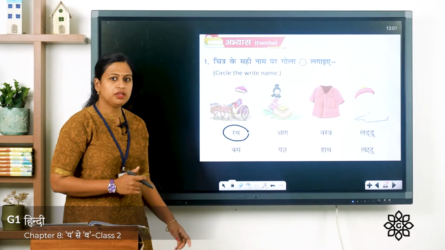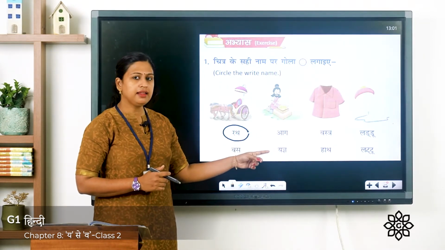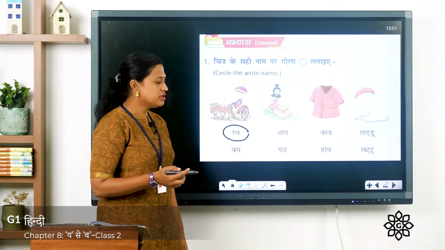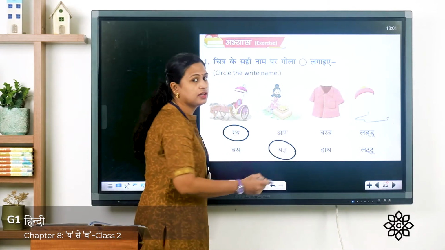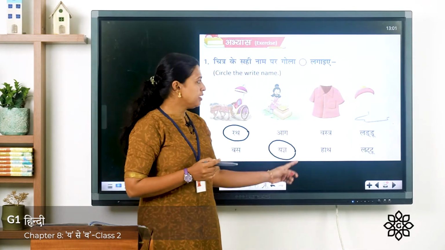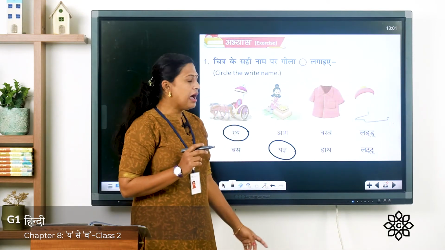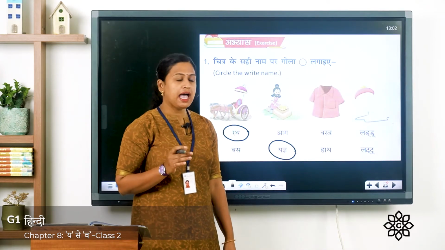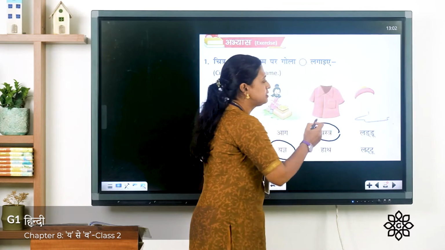Second picture, you can see 2 options are given, Aag and Yagya. Aag means fire and Yagya. So Yagya is the correct word. So you have to circle Yagya. Third one, the 2 names are Vastra and Hath. Vastra means cloth, Hath means hand. So here you have to circle Vastra.